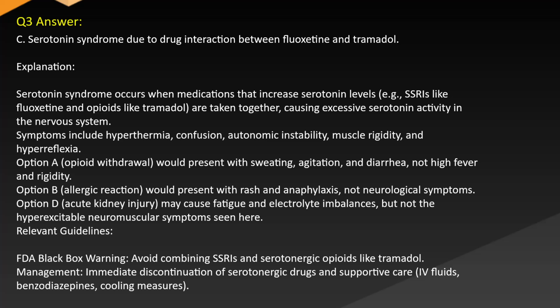Explanation: serotonin syndrome occurs when medications that increase serotonin levels, e.g. SSRIs like fluoxetine and opioids like tramadol, are taken together, causing excessive serotonin activity in the nervous system. Symptoms include hyperthermia, confusion, autonomic instability, muscle rigidity, and hyperreflexia. Option A, opioid withdrawal, would present with sweating, agitation, and diarrhea, not high fever and rigidity. Option B, allergic reaction, would present with rash and anaphylaxis, not neurological symptoms. Option D, acute kidney injury, may cause fatigue and electrolyte imbalances, but not the hyperexcitable neuromuscular symptoms seen here.